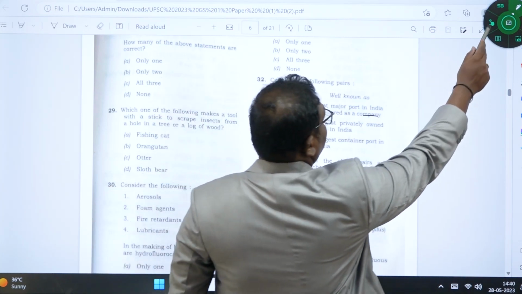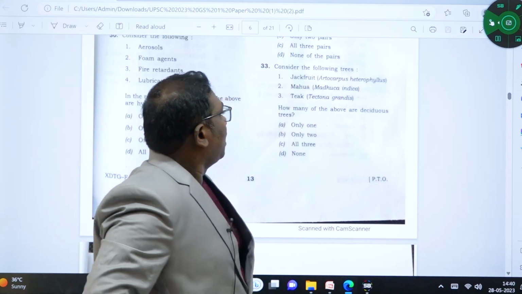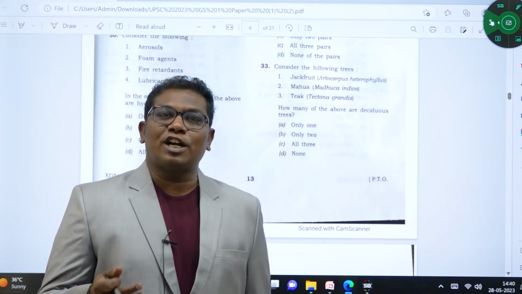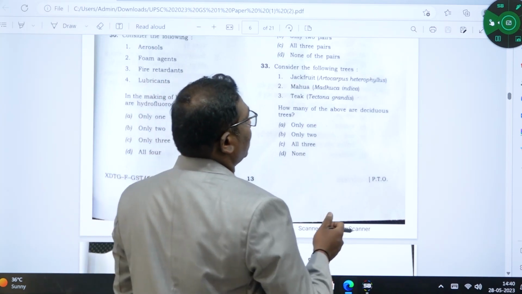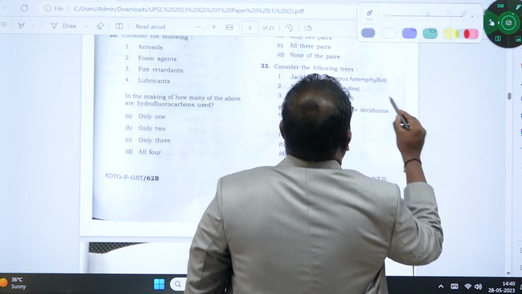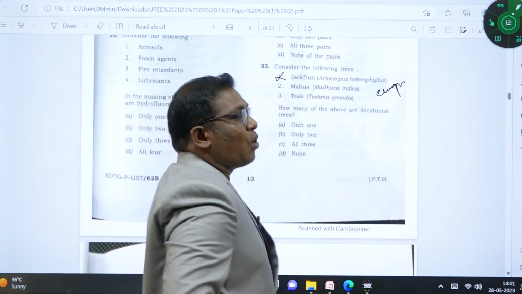And coming to the 33rd question, this is also an application based question. How many of the above are deciduous trees? Deciduous trees are trees that shed their leaves during the dry season. Jackfruit, Artocarpus heterophyllus. Jackfruit is an evergreen tree, so eliminating jackfruit.